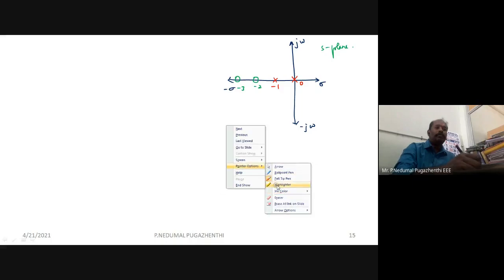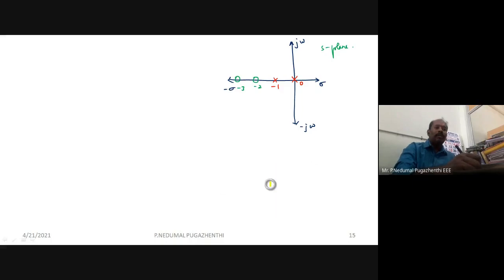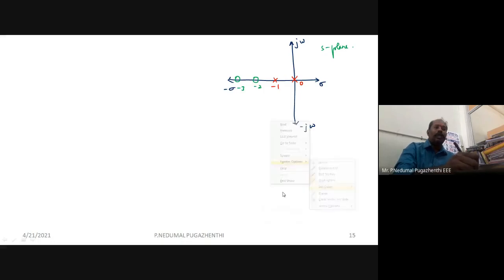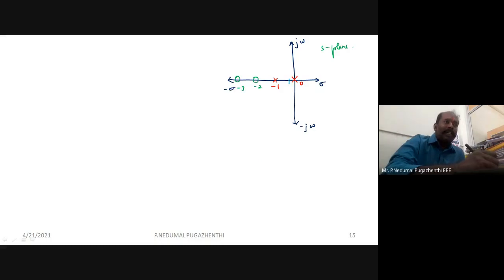I have to know where my root locus branch passes in the real axis. If I take a test point between 0 and minus 1, to the right side of any test point between 0 and minus 1, you will have only one pole, which is an odd number. So what will you have? From 0 to minus 1, there is a possibility of having a root locus. If I take any test point between minus 1 and minus 2, to the right side of the point, you will have two poles there. 2 is an even number, so you will not have it.